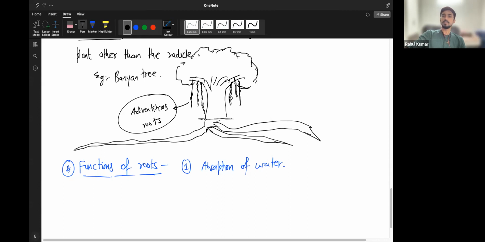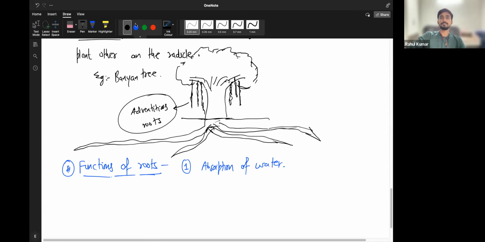And why does it have long ranging roots? In the search of food, they also go very deep in the ground. Make sense to all of you? That's why banyan is so well anchored. So they are searching for water and moisture in the soil. So first is absorption of water.